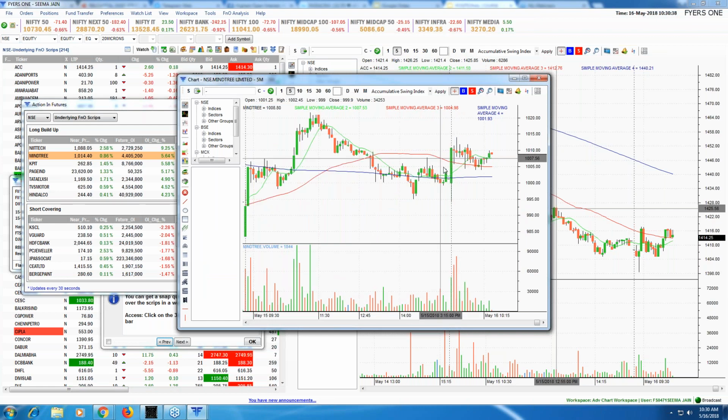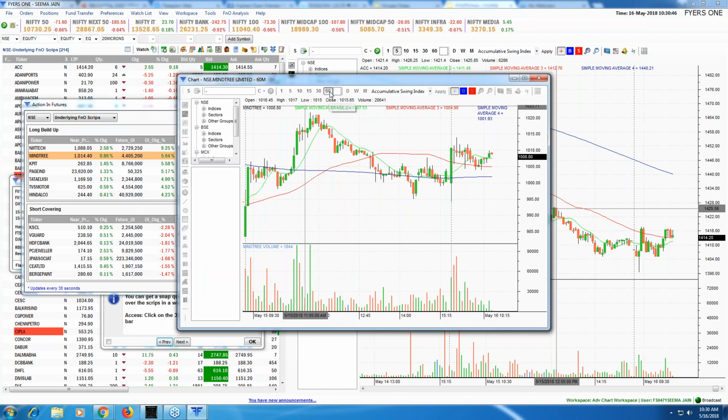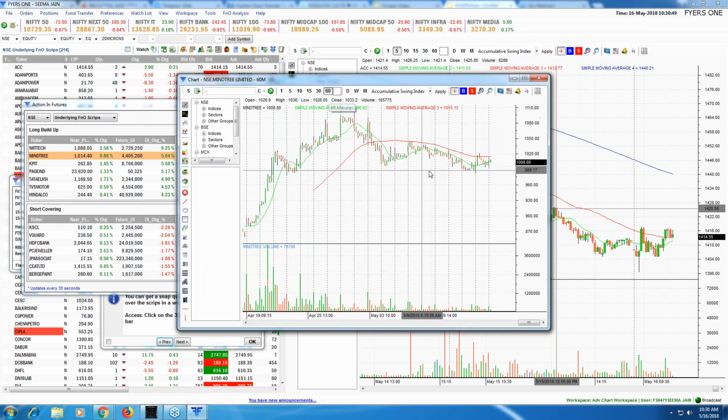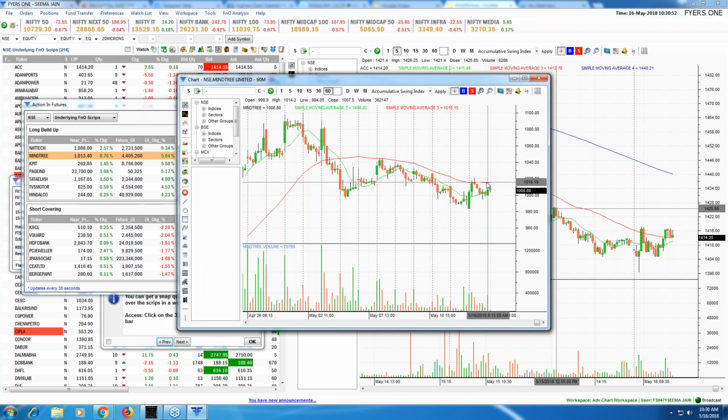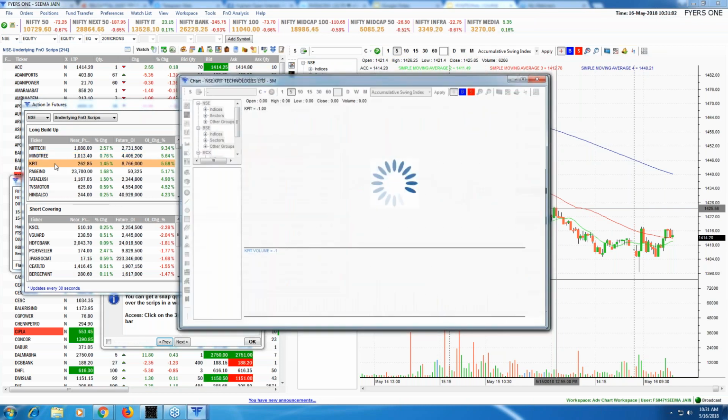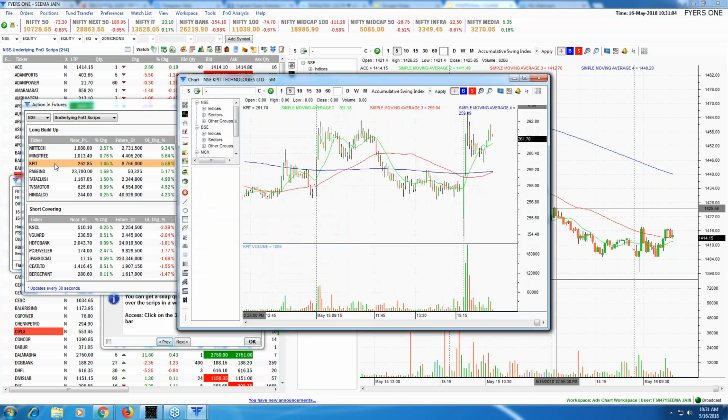If you just see here, 60 minutes, it has a little barrier at this point, which is 1016. If it crosses 1016, it will head up. Mindtree will head up, right? Then look into KPIT. Right, so this is how you can see the longs being built up.